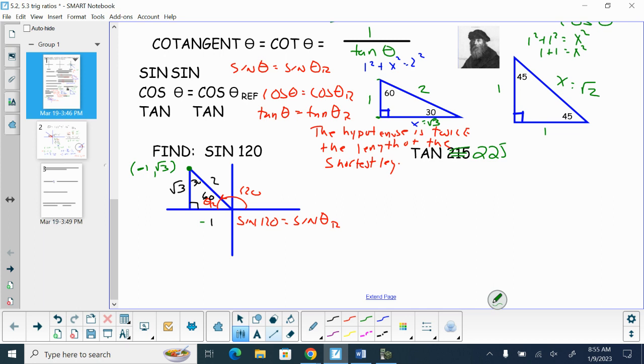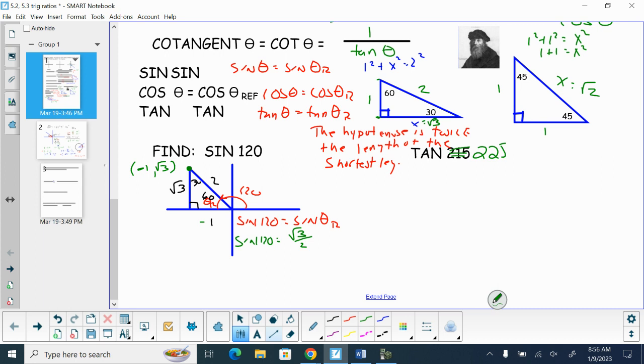So now, using my trig ratios, I want to find the sine of this reference angle. So the sine of 120 would be what value, Jacob? Square root of 3 over 2. Now, if you clicky clack in your calculator, you're going to get 0.866 and so on. Okay? I don't want decimal equivalents. I want exact values. So we have square root of 3 over 2.